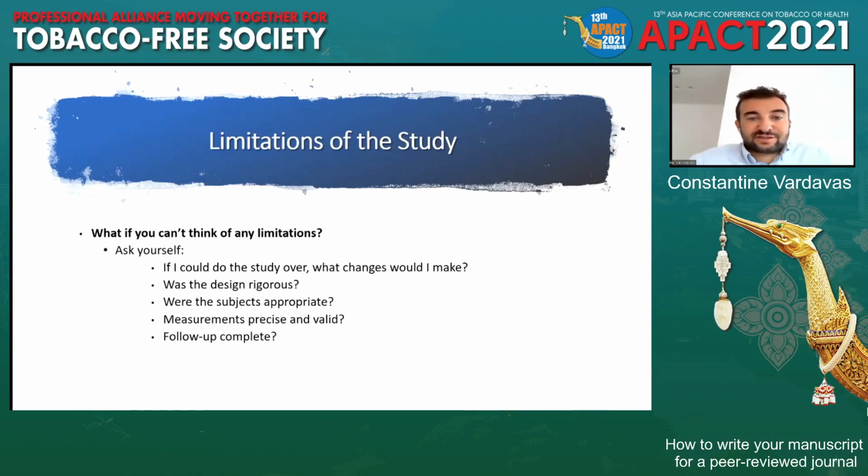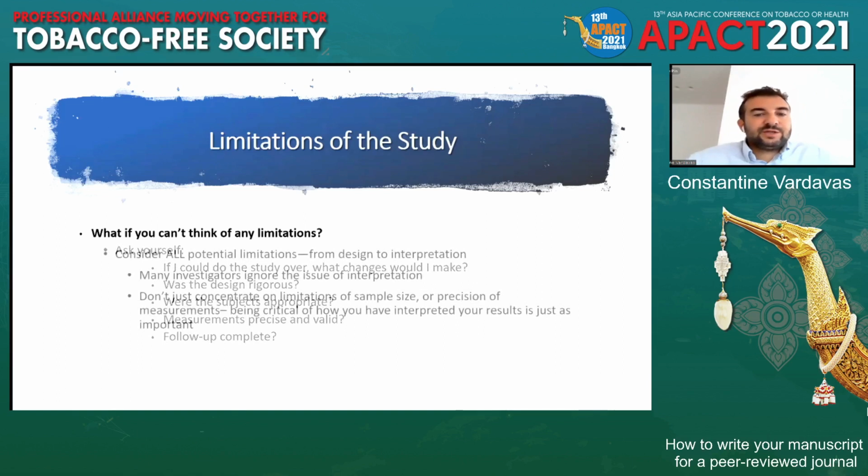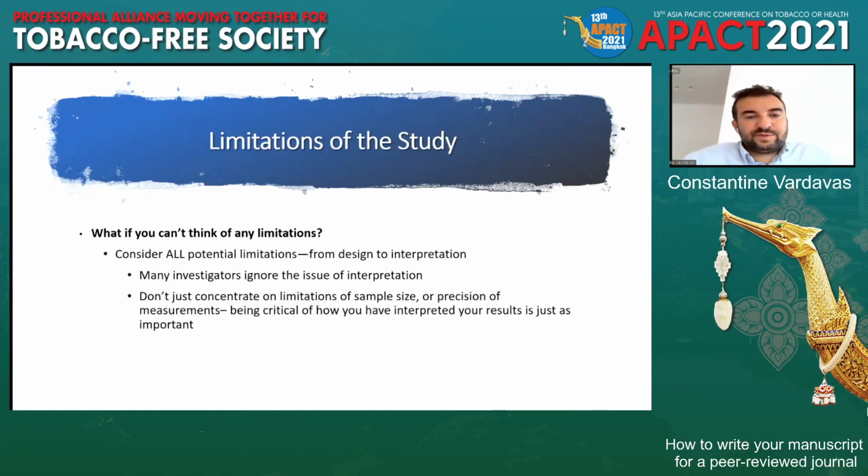So even if you can't think of any limitations, if you read a bit of the literature or look at the limitations of your study design, you can identify some. You want to consider and bring all potential limitations from study design to study interpretation. But it's also important to concentrate on how you've interpreted the results and not just look at limitations of sample size and things like that. But having the limitations section of the study is not bad, it's actually good, because it shows that you understand the limitations of your study and up to where you can push the limits of your study.